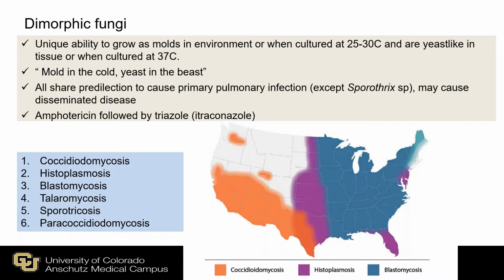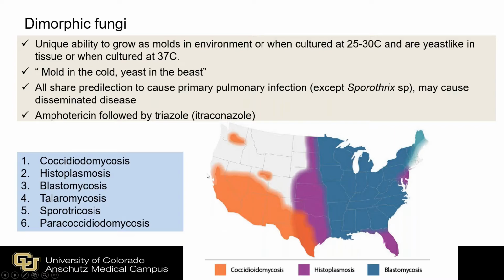Now, all of these dimorphic fungi, with the exception of Sporothrix, share a predilection to cause primary pulmonary infection and can disseminate in the immunocompromised patient. And all of them get treated with amphotericin-based therapy, and then we de-escalate to one of the triazoles. Itraconazole is most commonly used for this indication.